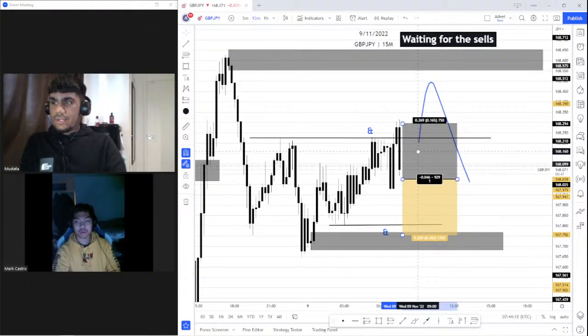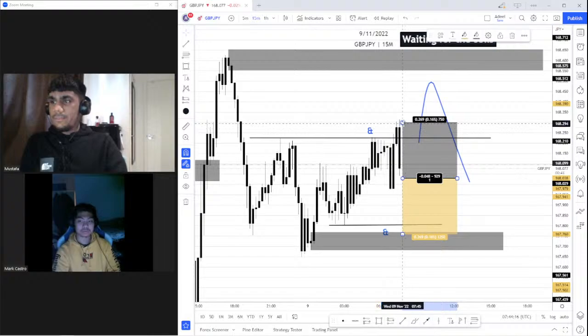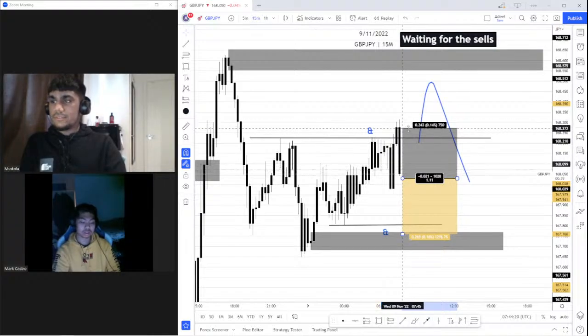I would want to wait for a retracement up first, though. Stop loss, what I might do is have it above this key level here. Not key level, liquidity level. Same thing.